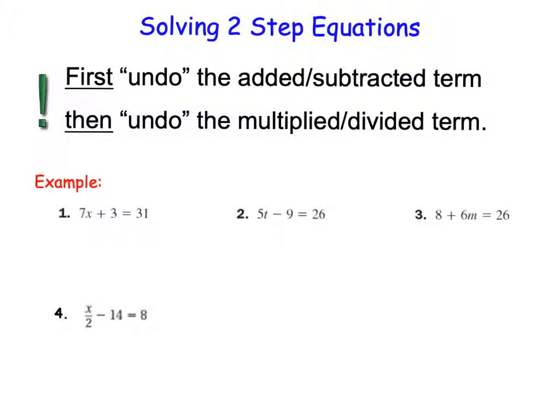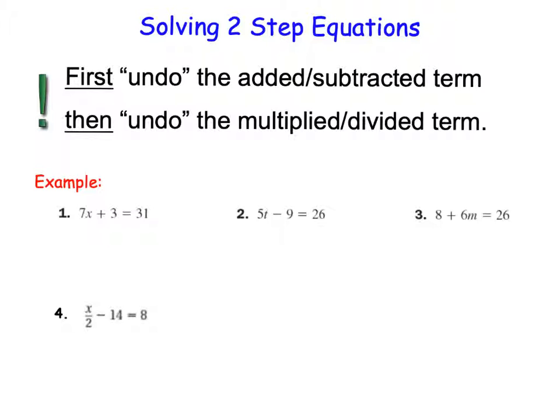If you memorize this first part, you'll be great. First, you always must undo the added and subtracted term first, okay? So you're going to rip that part away first. Secondly, you're going to then multiply or divide whatever term or number is being multiplied or divided. So if you can remember this, you're going to be golden. First, undo the added subtracted term.